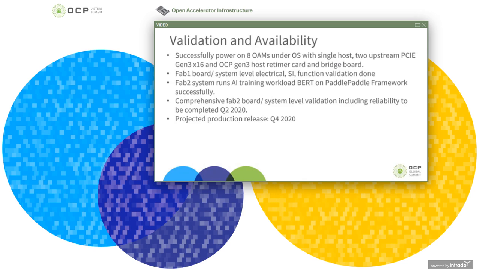We will move into a more comprehensive Phase 2 board and system validation, including the reliability. Target to complete all of the validation by Q2 this year. So this means that system to be available in Q3 if anyone wants the samples to test. Our productization goal is in Q4 2020, which is system hardware ready schedule. This also requires alignment with the OAM partners.